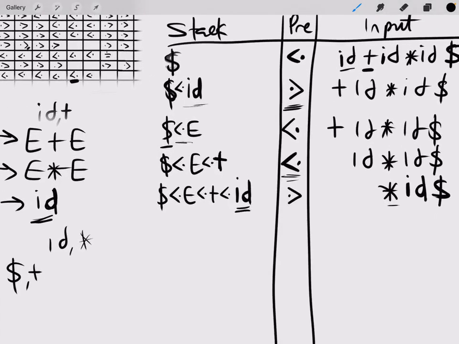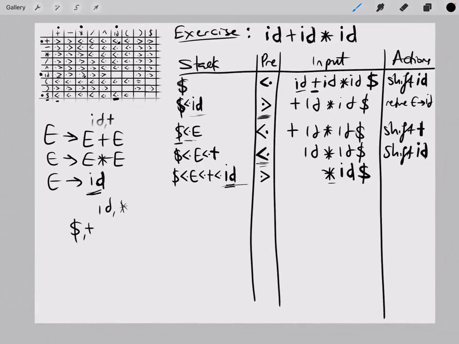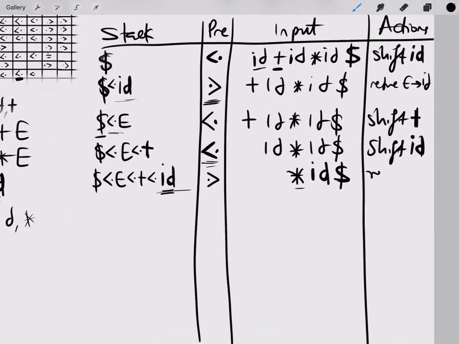And remember that when such a thing happens, we have an undo. So what do we do? We reduce e derives id. What then do we have? We have this derives this plus derives this.